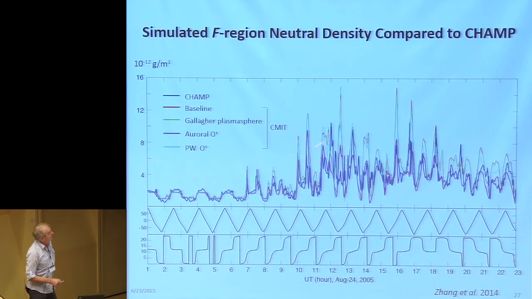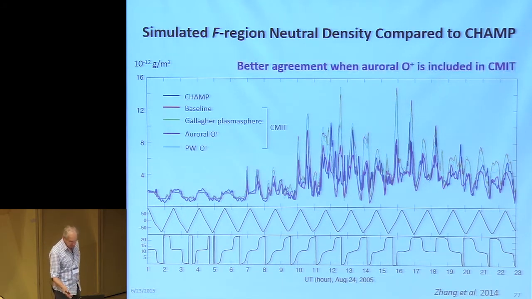And so when you look at these various things, it's kind of hard to see on this plot because there are so many together here. But remember, CHAMP is blue, and I'll call your attention to the auroral O+. It seems to track CHAMP the best, and in fact, that's what this note says. Okay.